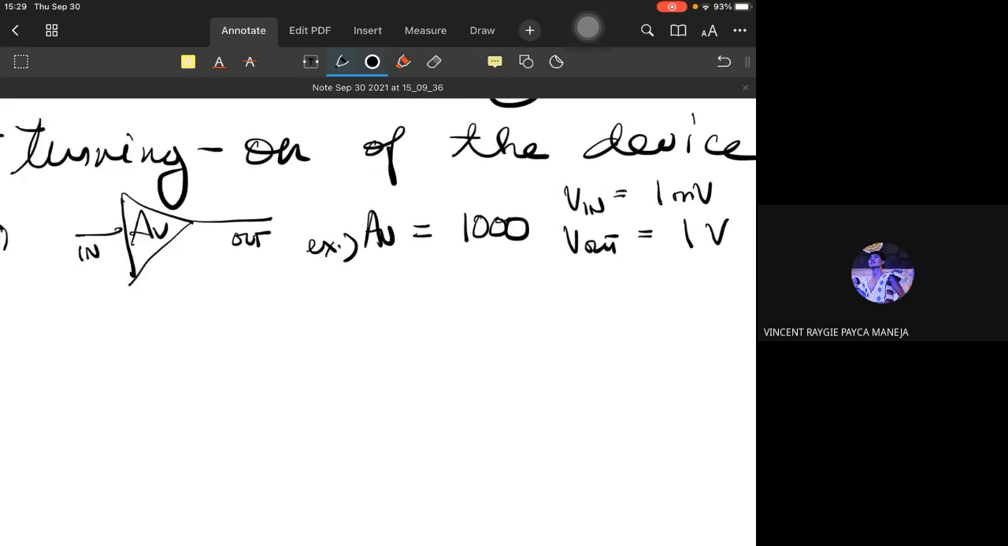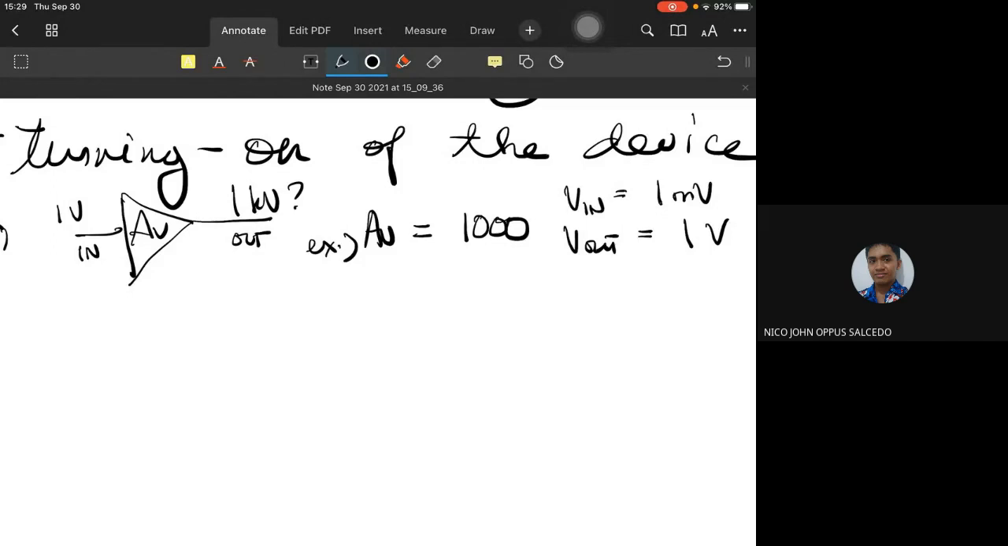Now, a question: what if my input is 1 volt? Would you like to guess what the output would be? One kilovolt, sir? 1 kilovolt. Okay, that's our guess. But is this really realistic?